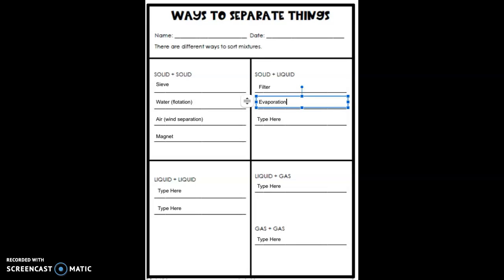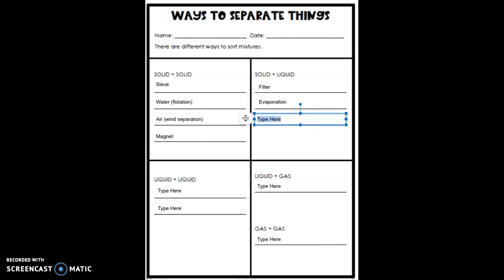With evaporation, it would be like if we mixed water and salt together. The water is going to eventually evaporate out of the container, leaving the salt. So evaporation takes a long time. It is not a very quick method to separate a liquid and a solid, but it works really well for the solids that are dissolved in the liquid.